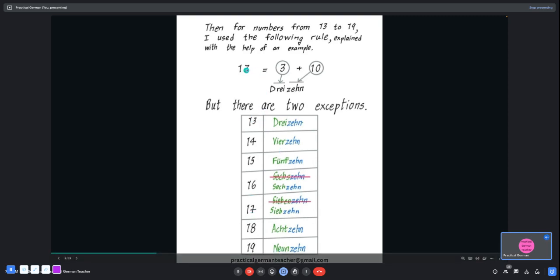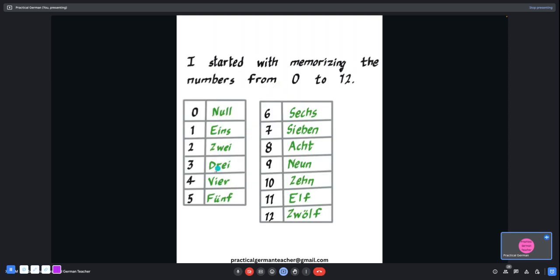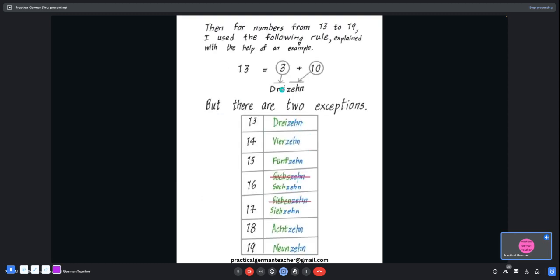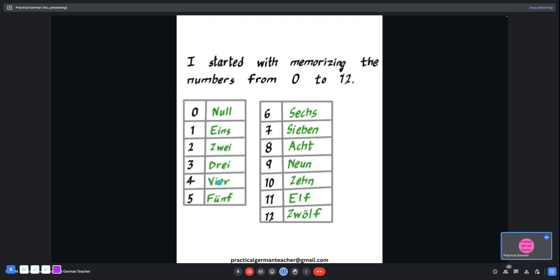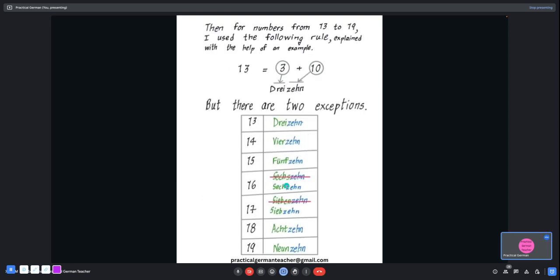So what you do is you write 13 as 3 plus 10. And what is 3? You already know. So 3 is drei and 10 is zehn. So dreizehn. What about 14? You write 4 and then 10. And what is 4? Vier. And what is 10? Zehn, right? Vierzehn. Clear so far?